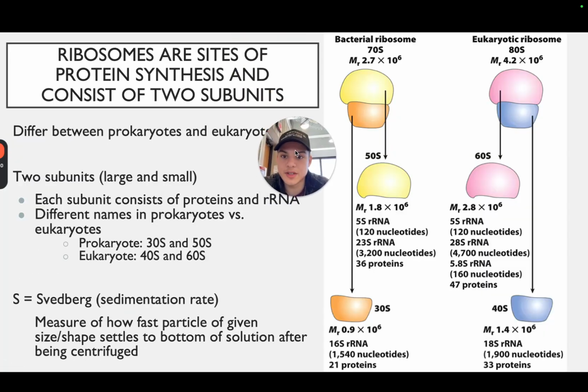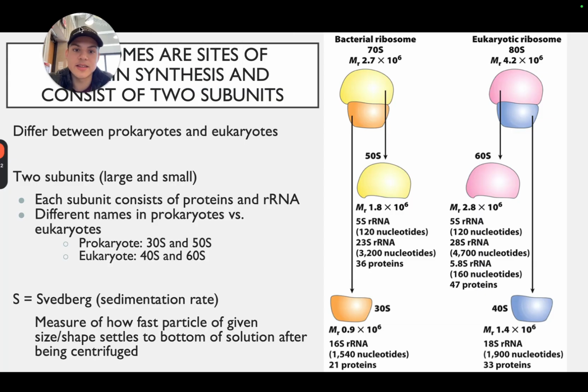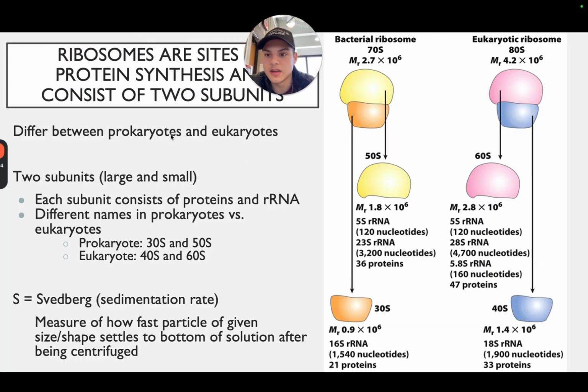And then ribosomes are sites of protein synthesis and consist of 2 subunits, right? They differ between prokaryotes and eukaryotes. You will have to know the distinction. You have to know the difference between bacterial and eukaryotic on the MCAT. It's stupid, but you guys have to know. So there are 2 subunits, a small and a large. For prokaryotes, that's the 30S and the 50S, whereas eukaryotes are 40S and 60S.